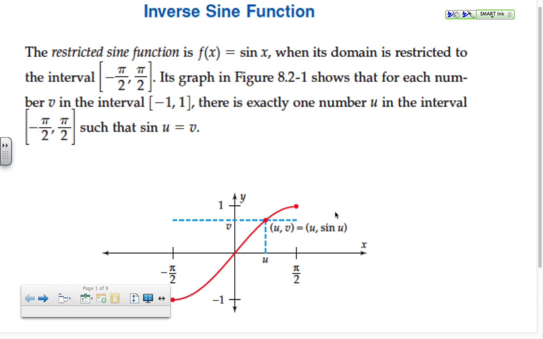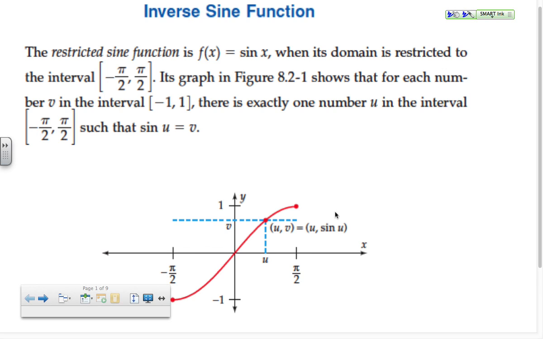Okay, so today we're going to talk about inverse sine functions and cosine functions and inverse tangent functions. Now, if you remember back to inverse functions, first of all, in order for something to be a function, it has to pass the vertical line test.